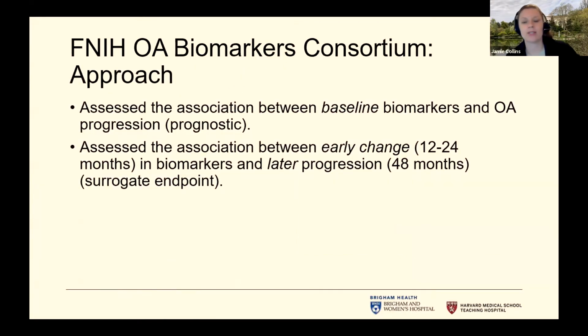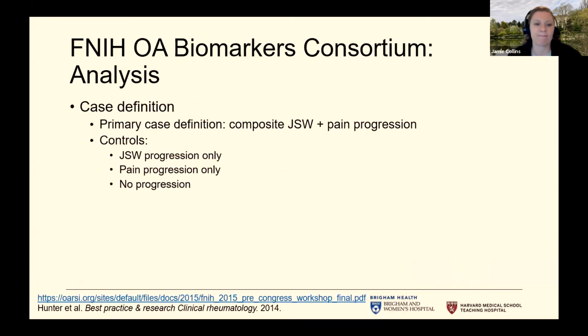So the big picture, what we did as part of this project was assess the association between baseline biomarkers and OA progression, so sort of a prognostic biomarker, and then assess the association between early change in biomarkers, so changes over 12 to 24 months, and later progression, so the 48-month progression. And this was thinking more about a surrogate endpoint.